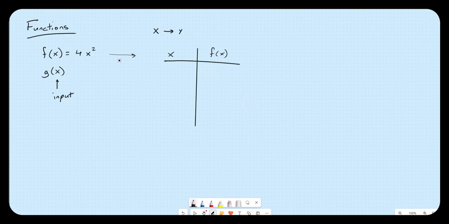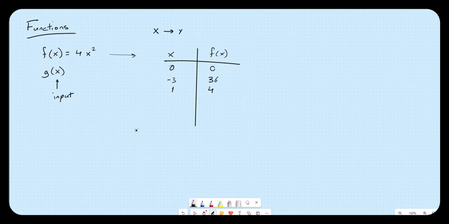is if I put in any value here, if I pick any value for x, 0, 0 squared is 0 times 4, that's still 0. If I go -3, -3 squared is positive 9 times 4 is 36. If I go positive 1, 1 squared is 1 times 4, that's 4. So this is what a function is and what it does. It's something that maps some input variable onto some output variable.